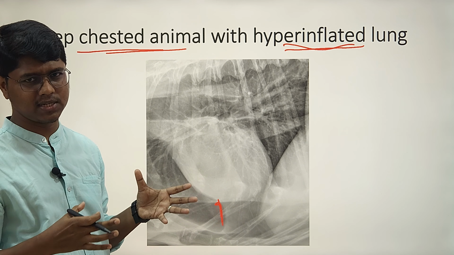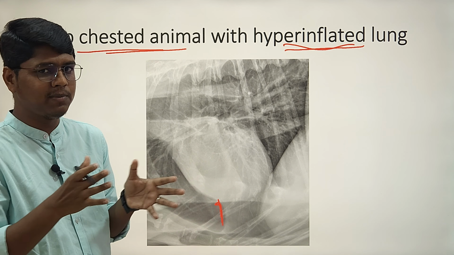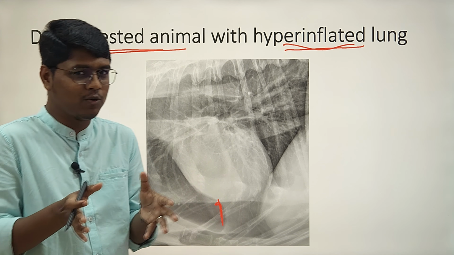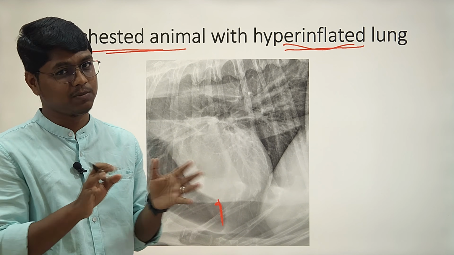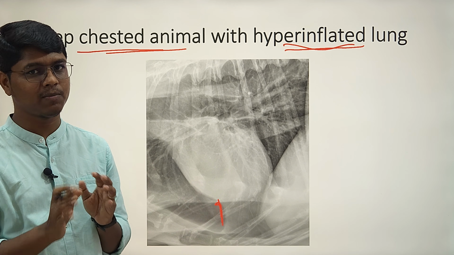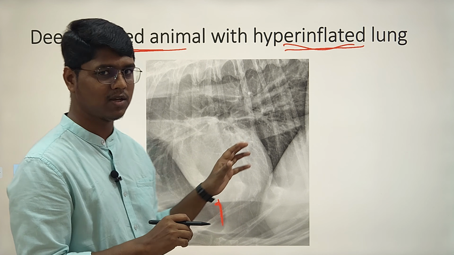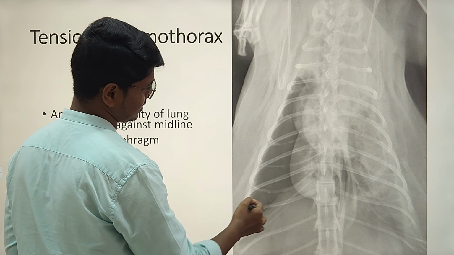Many of the thoracic lesions in a deep-chested animal are different from other animals. They might be normal in a deep-chested animal, but compared with the normal one, the same appearance might be pathology. So you have to be careful while interpreting the radiograph as pneumothorax.